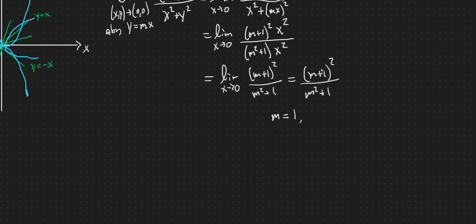So if m equals 1, this top goes to 2. Square that, I get 4 over 2, or 2. If m is negative 1, we did negative x the other time, I get a 0 on the top and a 2 on the bottom, so I just get 2.